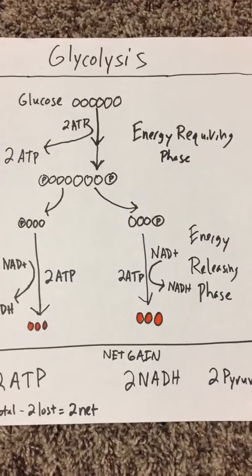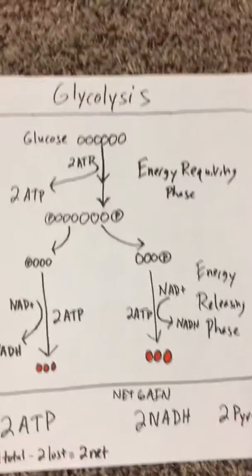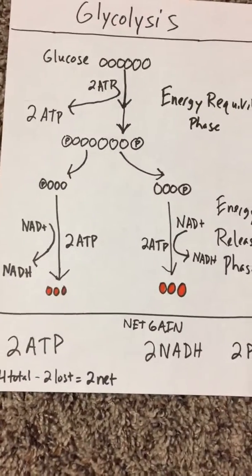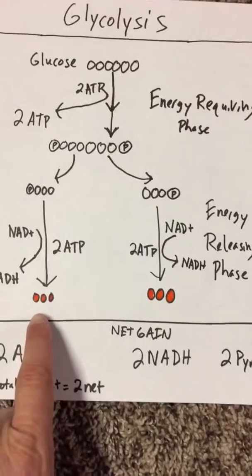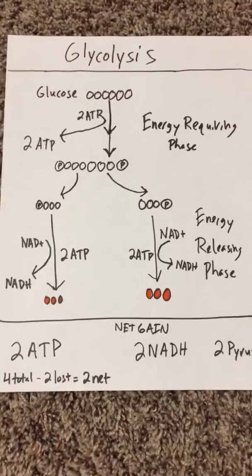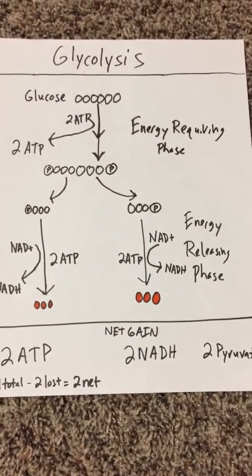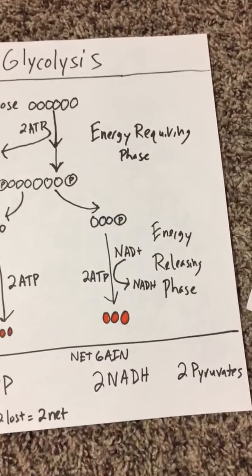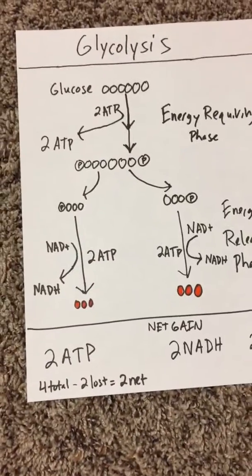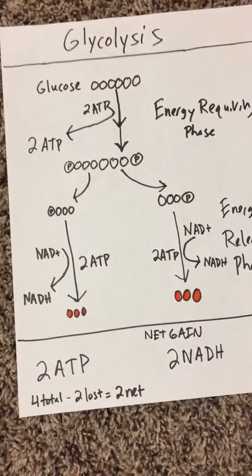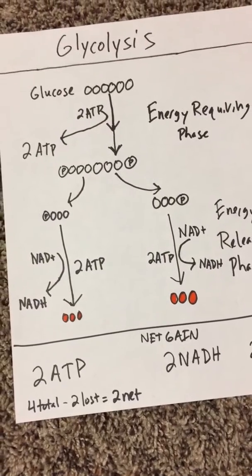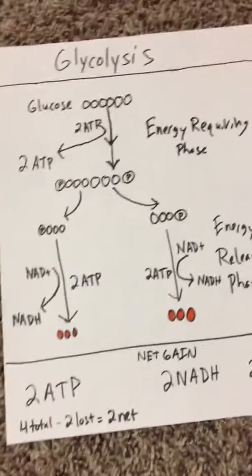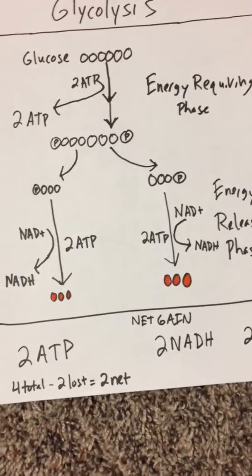So the energy releasing phase, each 3-carbon sugar is converted into another 3-carbon molecule, which is called a pyruvate. And I put the pyruvates in orange down here at the bottom. These reactions make 2 ATP from each pyruvate, and 1 NADH molecule. The 2 pyruvates are made, and the reaction takes place 2 times, so 4 total ATP and 2 total NADH molecules are made.